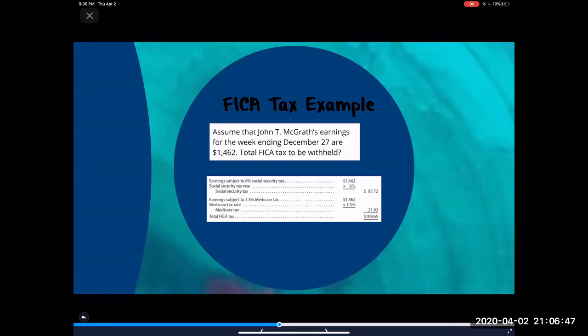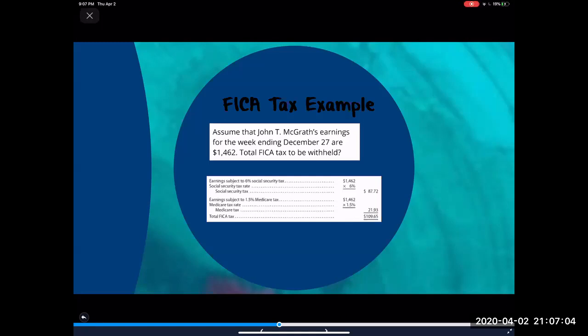Otherwise, if you were a small business owner or self-employed, you would have to withhold it for yourself and then pay it to the government. No one gets a pass at taxes, right? Everyone has to pay taxes, okay? So let's go through this example.